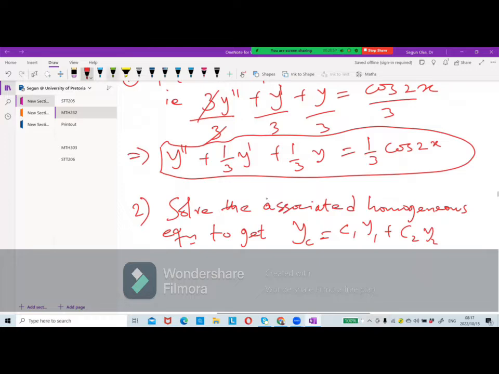If you are given this, how do you translate it? This particular example I gave in step 1, how do I translate this? I will have it to be m squared plus what? Plus 1 over 3 m. Check your notes.